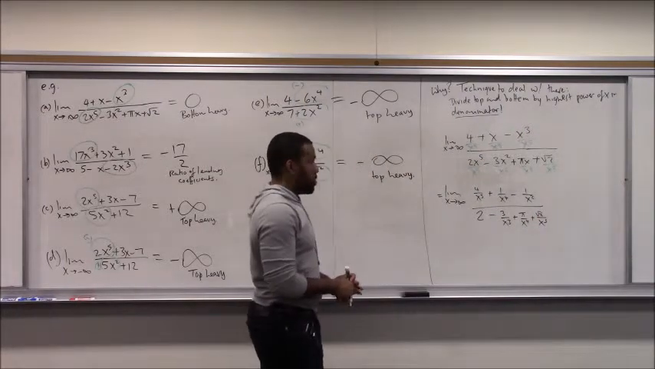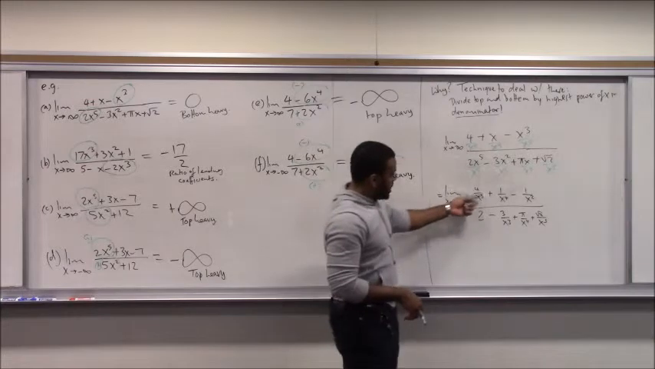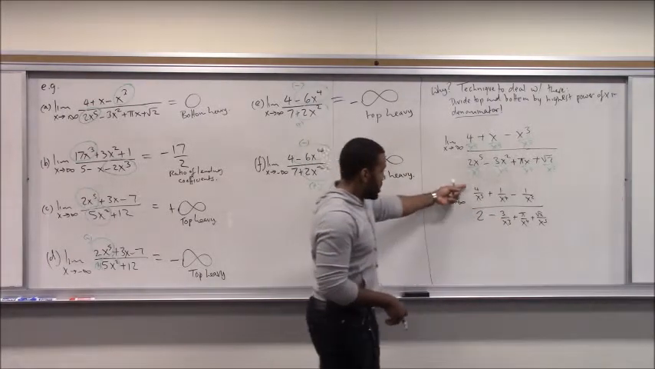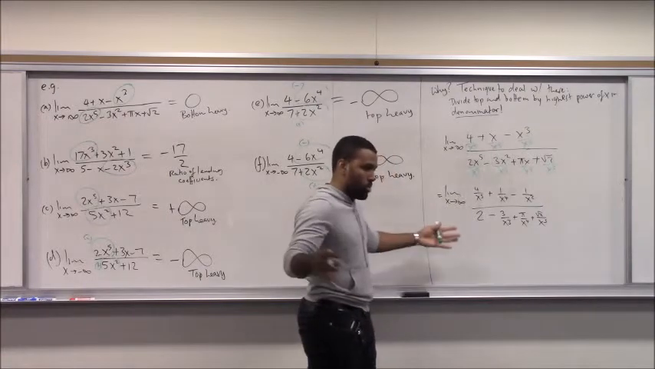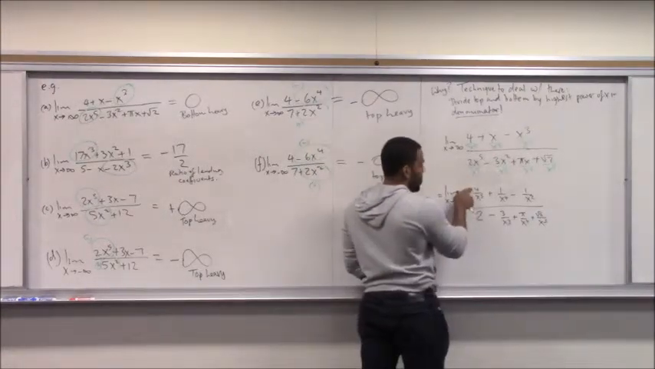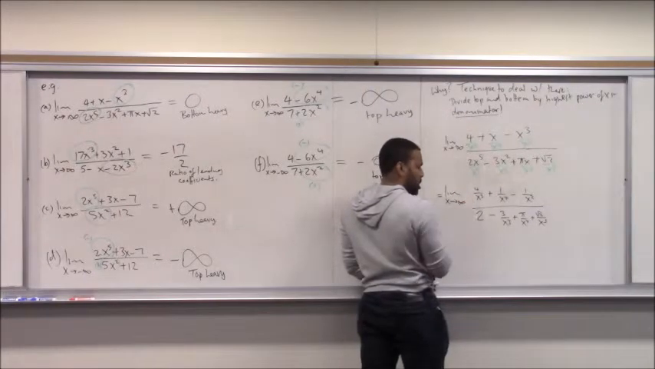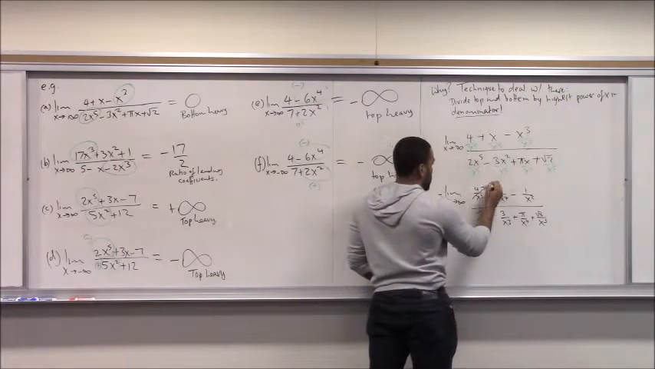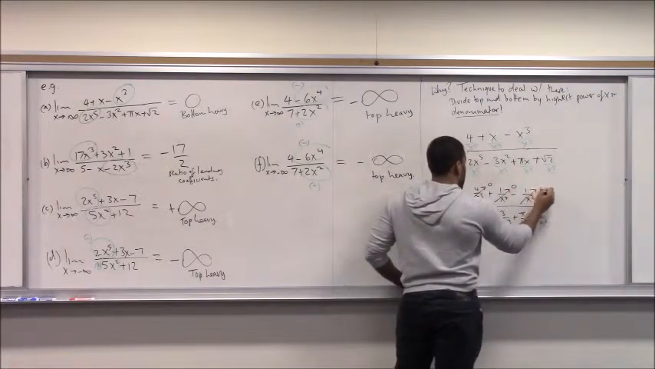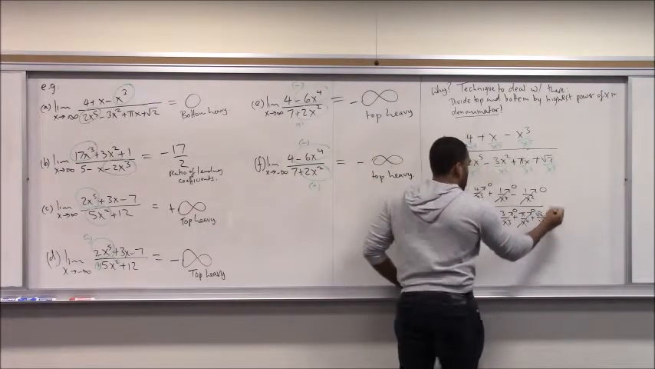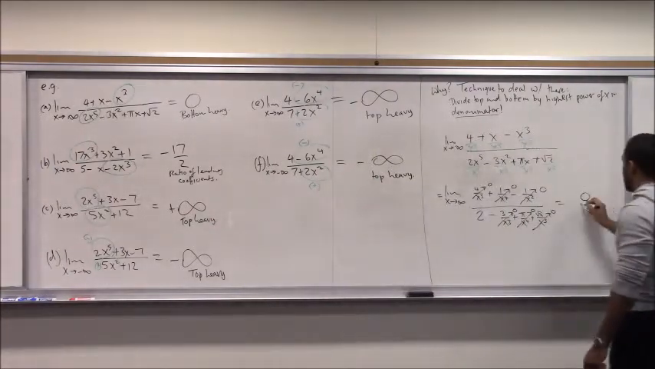And now, these terms we know behave very well. If the top is a constant and the bottom is going off to infinity, that goes to 0, because the numerator is very small and the denominator is very large, so overall the fraction is going to be very small. So this is going to go to 0, 0, 0, 0, 0, 0, and you end up with 0 over 2, which is 0.